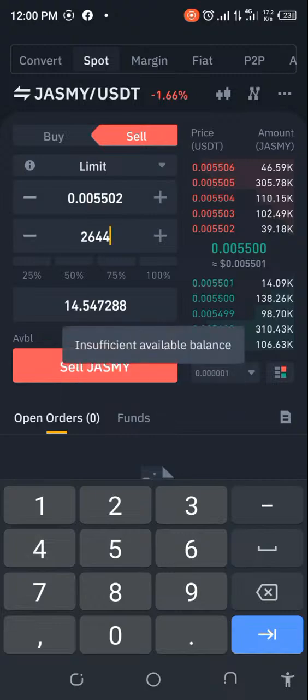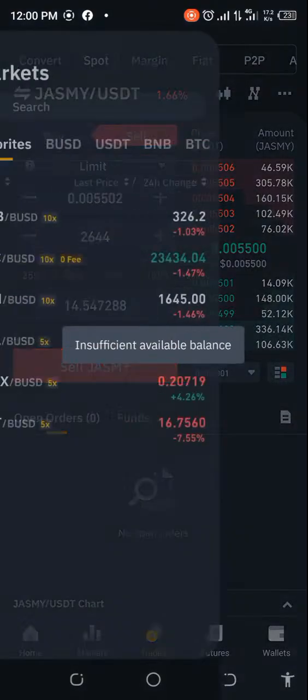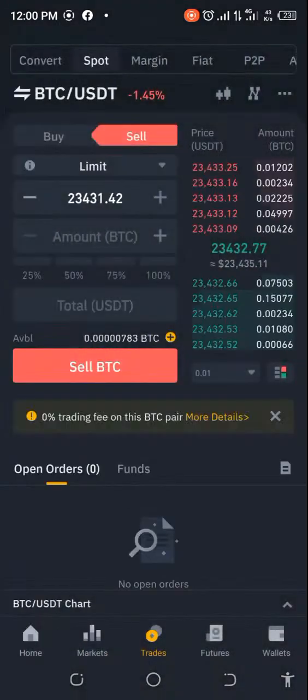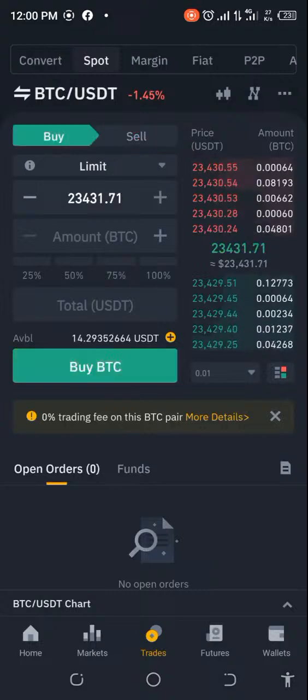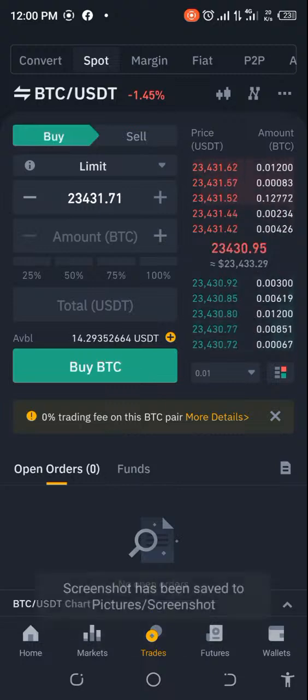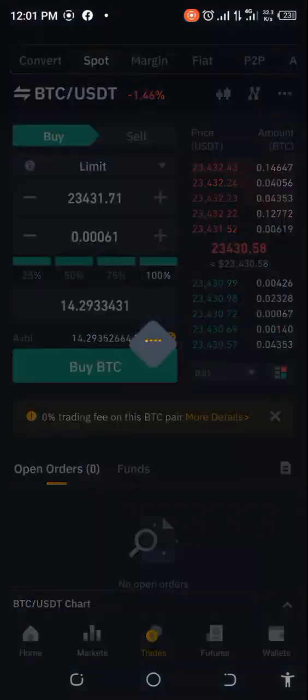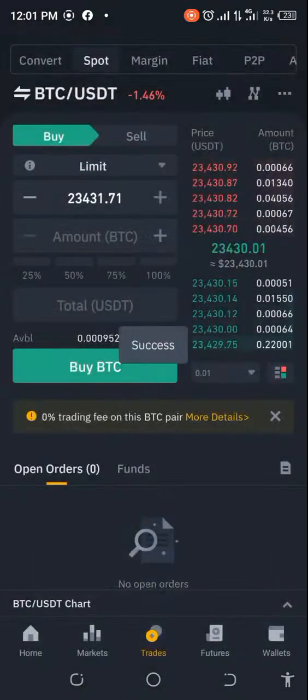First things first, everything we're doing is by limit. Don't forget that. We're going to be doing all of these by limit. So currently I'm going to buy BTC by limit, and most times this executes practically immediately. Let me try that out. We're going to check and we're going to buy BTC. Okay, success. It has been executed right away.